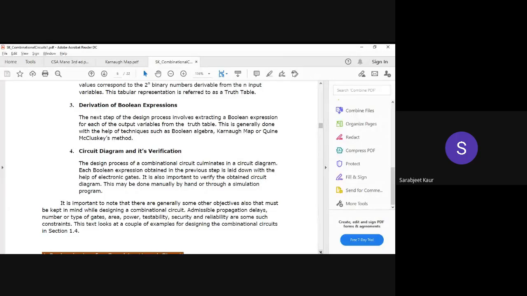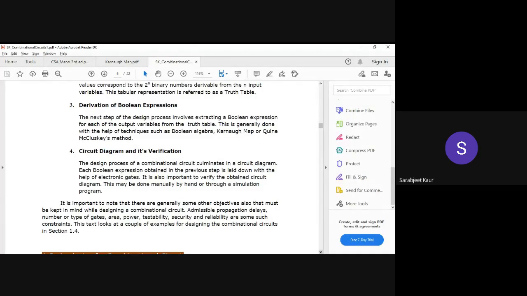You can just read it through, Dipali. The design process of a combinational circuit culminates in a circuit diagram. Each Boolean expression obtained in the previous step is laid down with the help of electronic gates. It is also important to verify the obtained circuit diagram. This may be done manually by hand or through a simulation program.